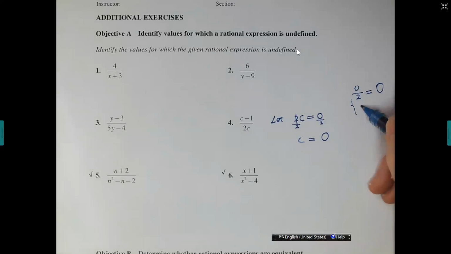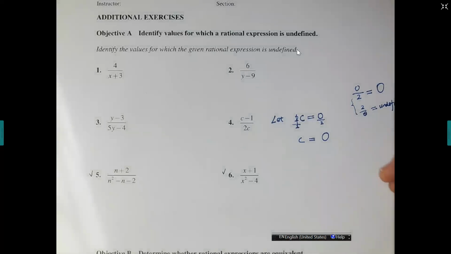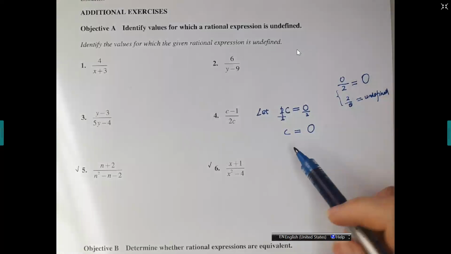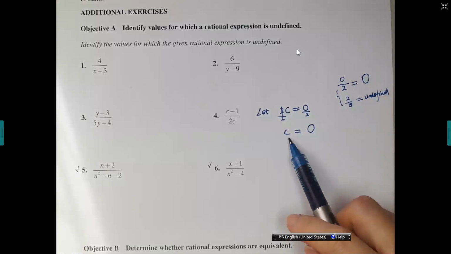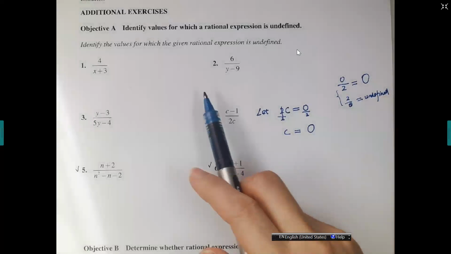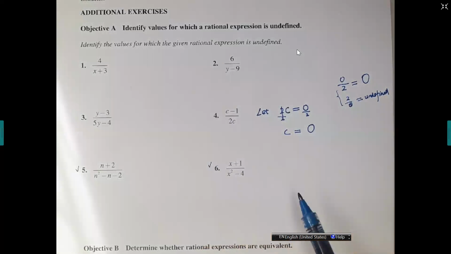But when we flip those two numbers, 2 divided by 0 equals what? Equals undefined. Okay. I cannot stress more how important these two divisions are. We use them almost everywhere, every topic, every expression. We will be using those two rules. I'll go back here, very simple. We got c equals 0. Now we can answer. When c is 0, this rational expression is undefined.